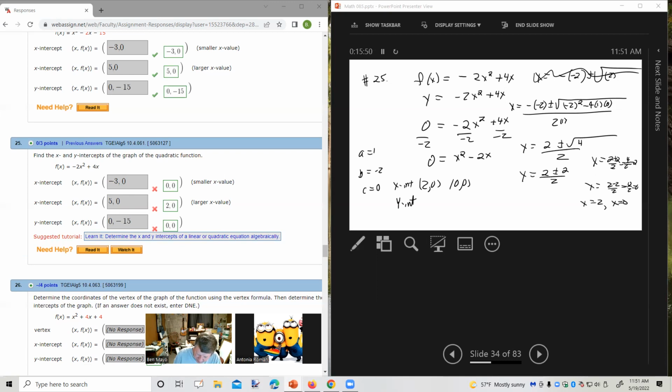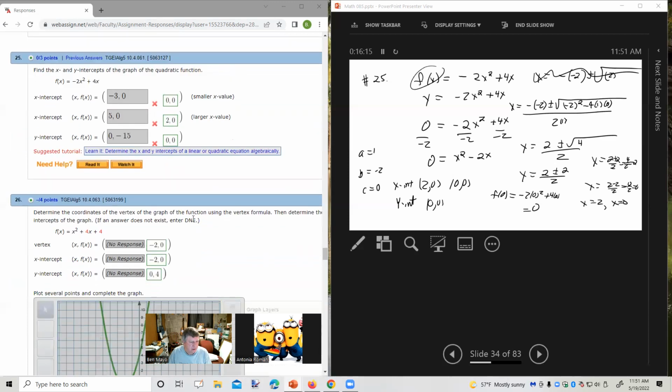Y-intercepts, you're going to just set X equal to 0. So f of 0 is going to be -2 times 0 squared plus 4 times 0, which is just 0. So your y-intercept is at 0, 0. Does that make sense? That makes clear sense now. Okay. All right. We good to go on?